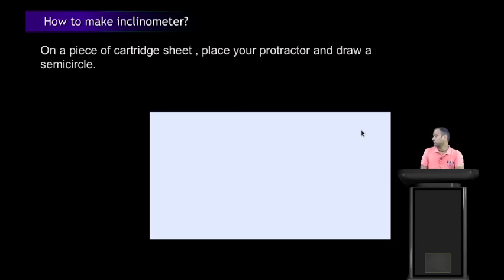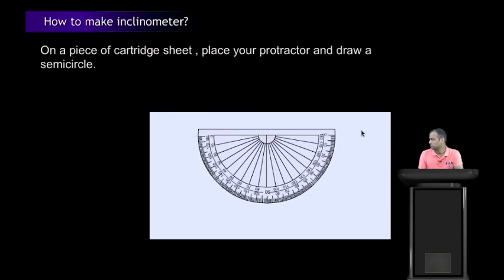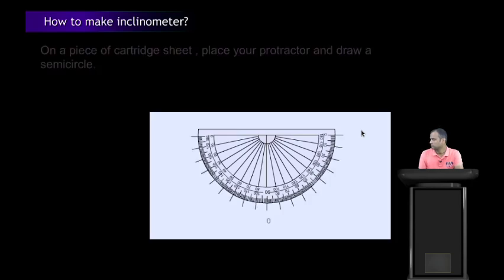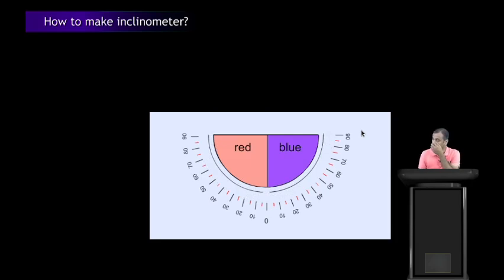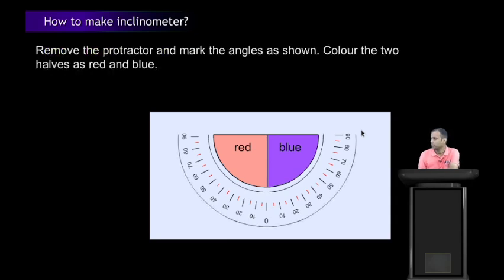So here you can also make an inclinometer. On a piece of cartridge sheet, place your protector and draw a semicircle. Divide the portion of the semicircle on either side of 0 into 10 equal parts, starting from 0, then 10, 20, 30. So you can measure as your protector has. Now color half the part red and half the part blue. Remove the protector and mark the angles as shown. Color the two halves red and blue, and also cut this extra part.